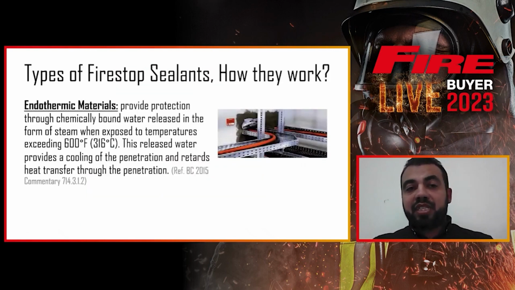The other type of material is the endothermic material. This provides protection through the release of chemically bound water in the form of steam, which absorbs the heat. So this can be used for other than plastic openings, like a cable tray or metallic pipes as well.